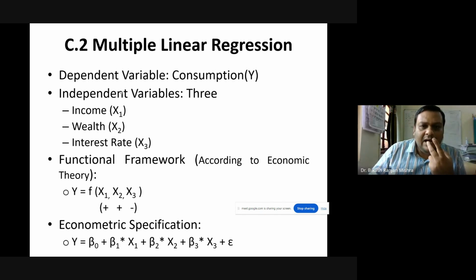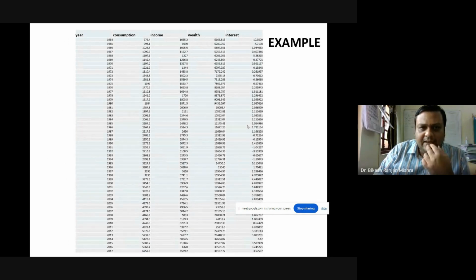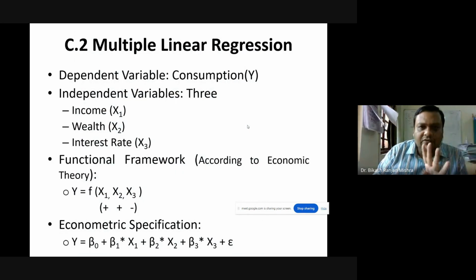In the current example shown over here, there are four variables taken, and the nature of arrangement is time series analysis. So what we need to do is classify the four variables into dependent and independent categories by following a certain functional framework. And functional frameworks come from reasoning.